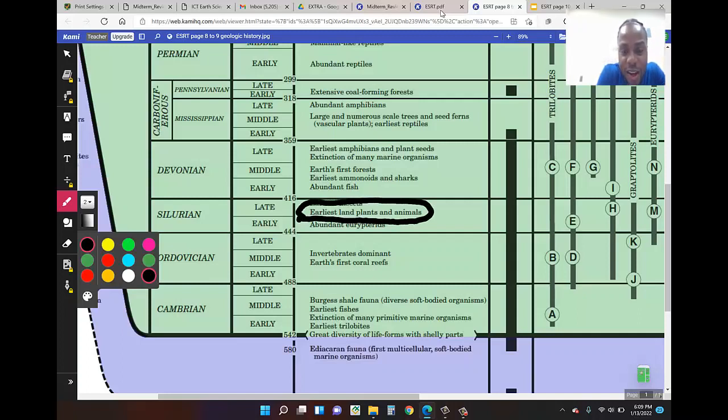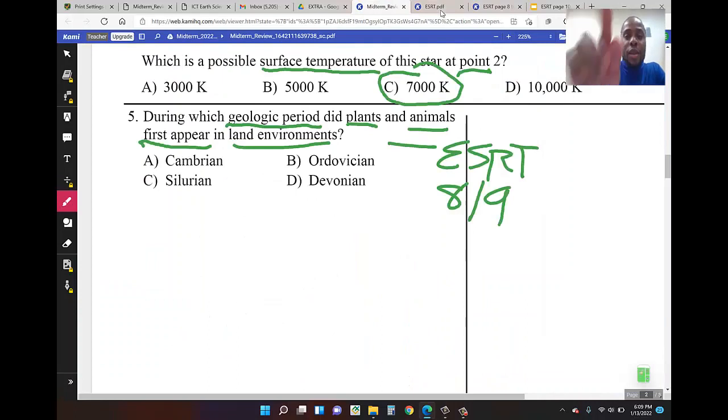Land and animals right here, and the period is the Silurian period. Easy breezy. That's it. Silurian period, short and simple, no questions asked. Boom, boom, boom. Question number 6.